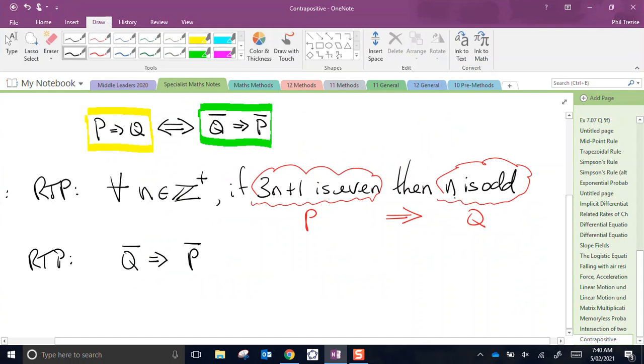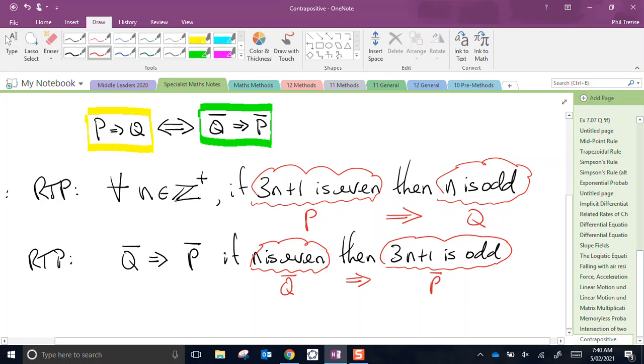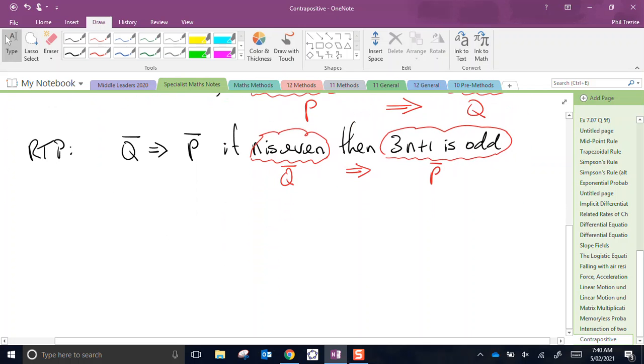So I'm going to go, what is the opposite of n is odd? Well, that's n is even. Then I should have said if n is even, then what is the opposite of 3n plus 1 is even? Then 3n plus 1 is odd. So let's take a close look at that. N is even. That's the opposite. That's not Q, isn't it? Implies 3n plus 1 is odd. That's the opposite, that is not P. Now I think we'll find it much easier to prove this.